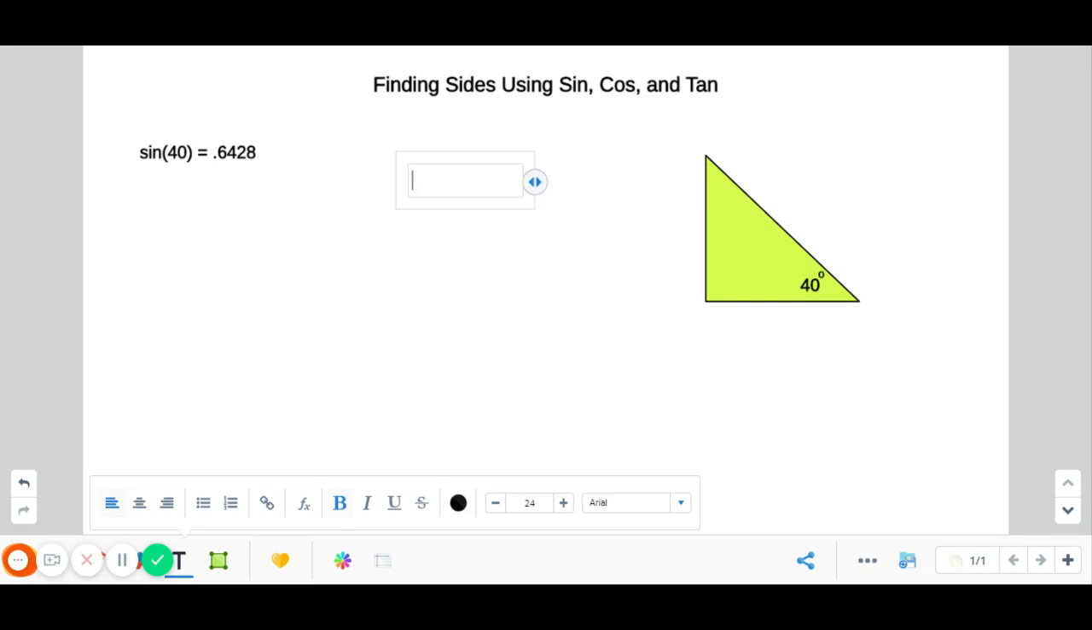That means the sine of a 40-degree angle is 0.6428, which means that the ratio of the opposite side and the hypotenuse, if you took the length of the opposite side divided by the length of the hypotenuse, you get 0.6428. Again, we don't know how long either of those two sides are, but we do know that's the ratio of the two sides. And the same is true with the cosine.